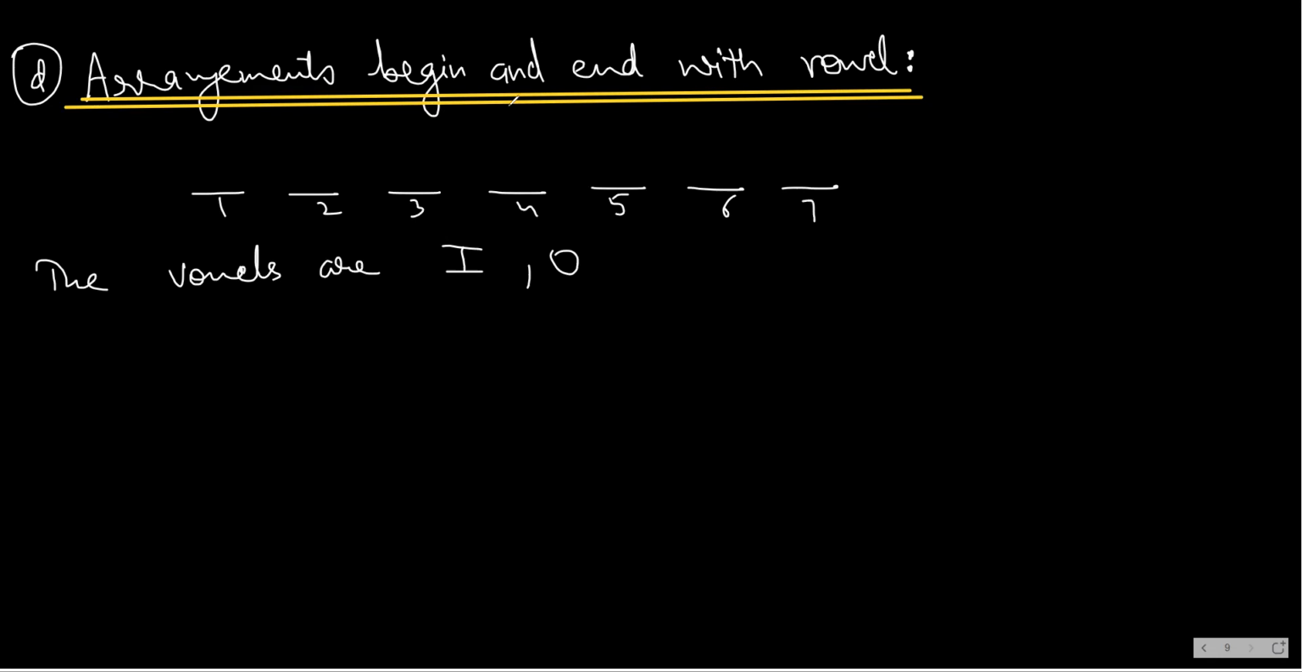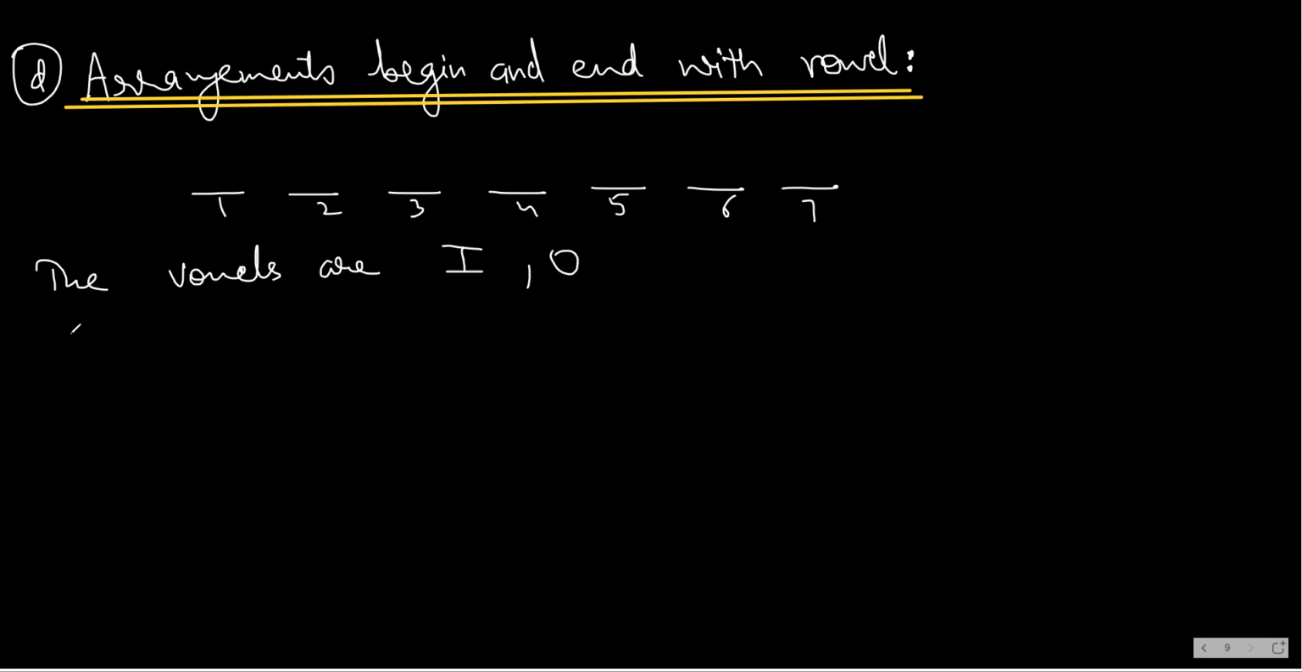So we have 2 vowels, and we have 2 positions. You see this? We have 2 vowels and we have 2 positions. It has been said that the arrangements begin and end with vowel. So the 2 vowels can be arranged at these 2 positions in 2P2, that is 2 factorial different ways. You got this? I and O can be arranged in these two places in how many different ways? They can be arranged in 2P2, that is 2 factorial different ways.